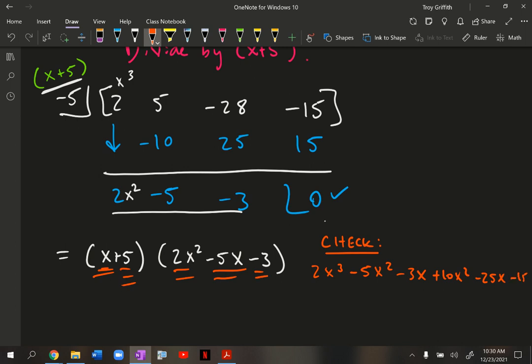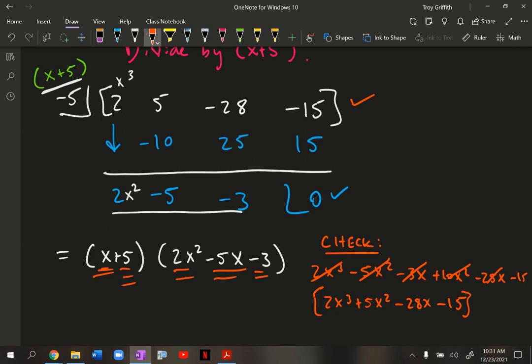Let's put all this stuff together. I got 2x cubed. Negative 5x squared plus 10x squared, that's a plus 5x squared. Negative 3x minus 25x is a minus 28x. And then I have a minus 15 left over, and that, you'll notice, is the same thing that I had right here. So that is checking out.